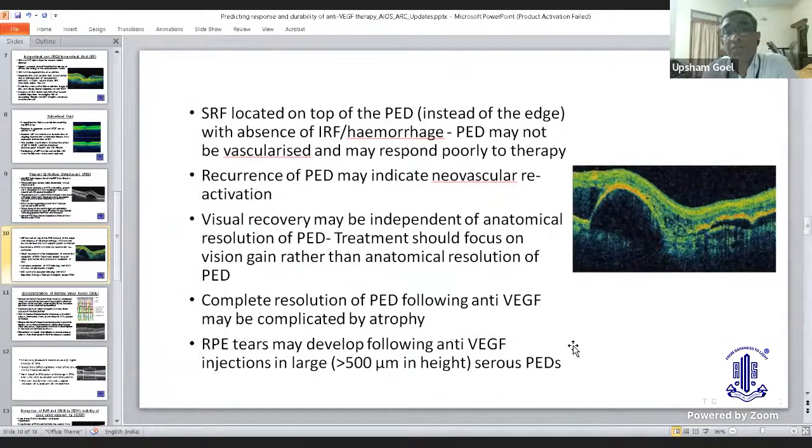SRF located on top of a PED instead of on the edge may show that the PED may not be vascularized and may respond poorly to therapy. Whereas once the SRF is on the side of the PEDs, then that means they would normally respond pretty well.